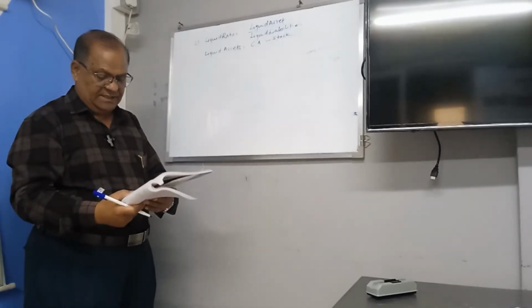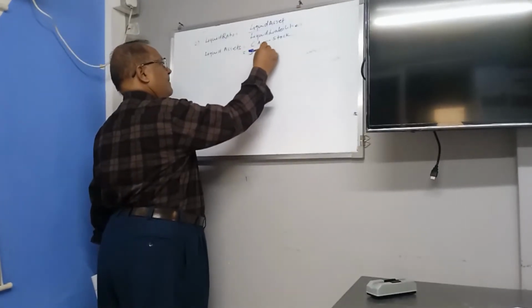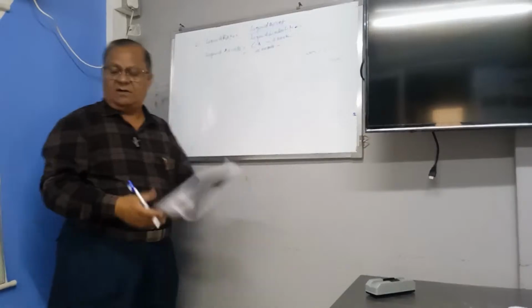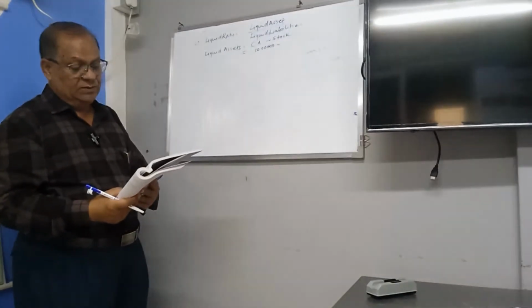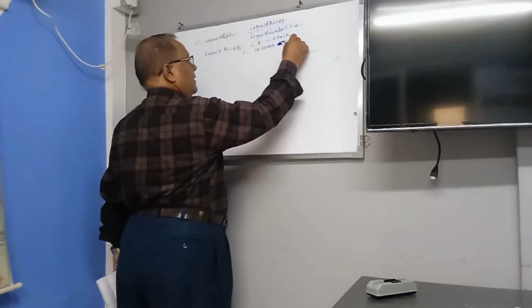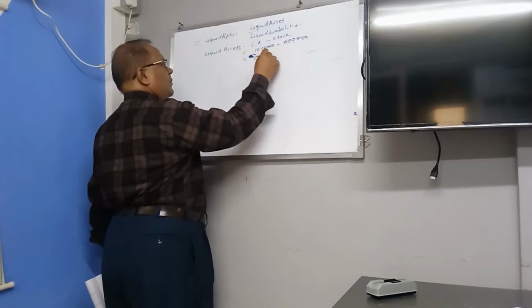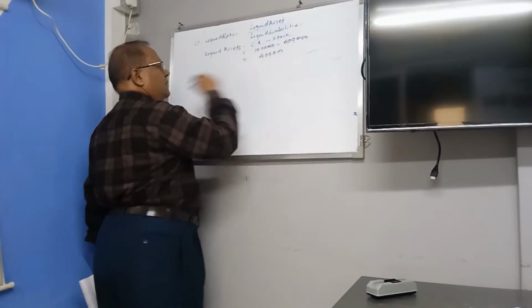Current assets minus stock. How much are current assets? 10 lakh. 10 lakh minus stock. Stock given to you is inventory of 6 lakh. Minus 6 lakh, you will get 4 lakh.